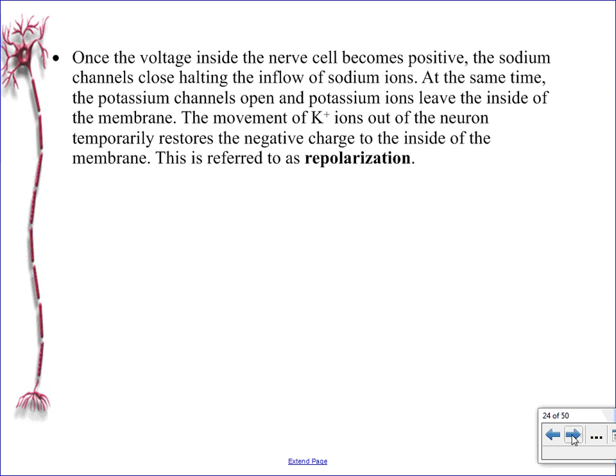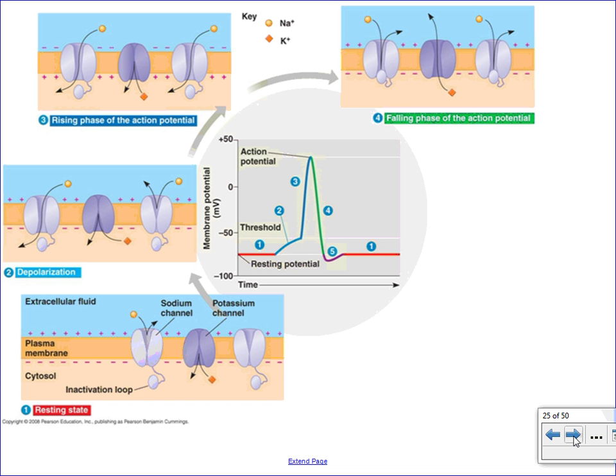So now we have positive charges that are going out. If positive charges are going out, that means the voltage is going to become more negative once again. Going in the opposite direction of the depolarization is what is referred to as repolarization, and that is due to the opening now of potassium channels. So back to these pictures here.